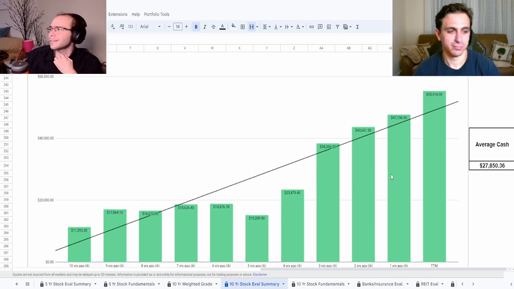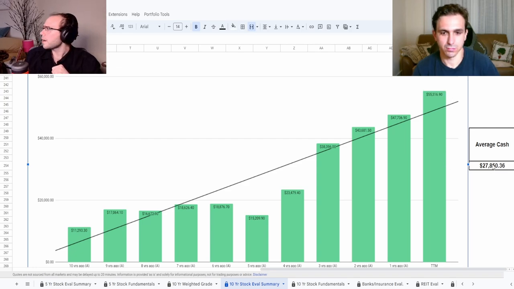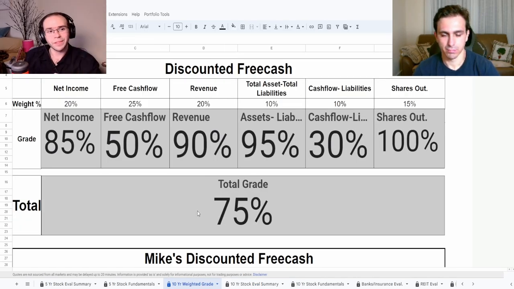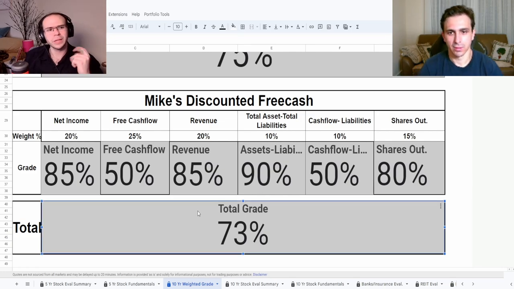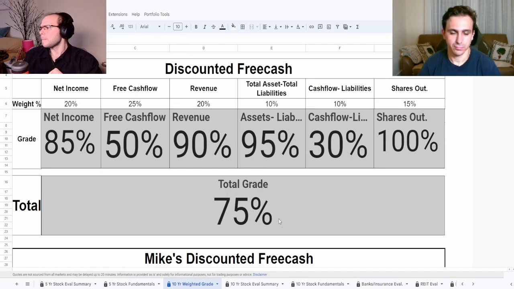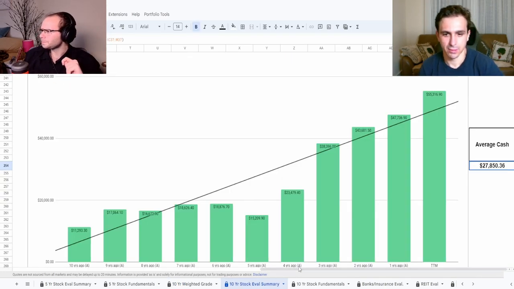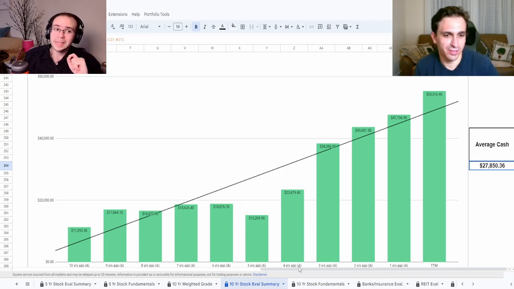And lastly, cash equivalents, they currently hold $55.32 billion with an average of $27.85 billion. Overall grade for me is 75%, and for Mike, a 73%. We're pretty much in line with this. Now, the big issue is the price. Your valuation.